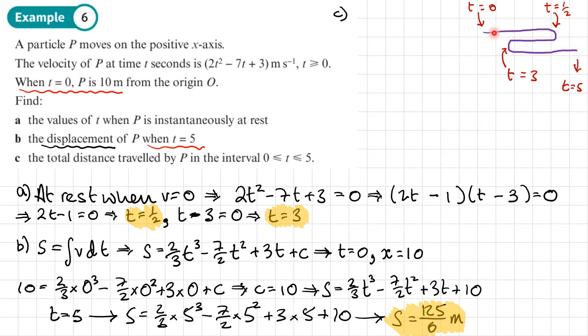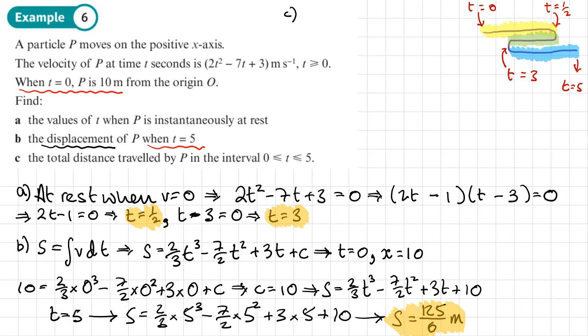We want the distance. So actually, we're going to have 3 separate bits of working. One, we integrate between 0 and a half. Then we're going to integrate between half and 3. And then finally we'll integrate between 3 and 5. We have to do that because we know it's changed direction, or we assume it's changed direction. We don't know for sure, but we must separate out each one of those integrations.